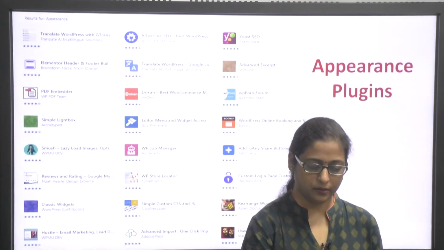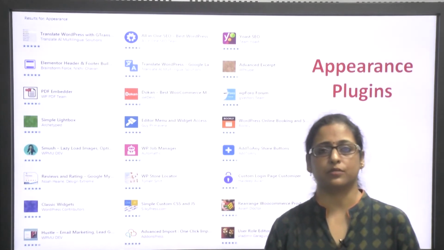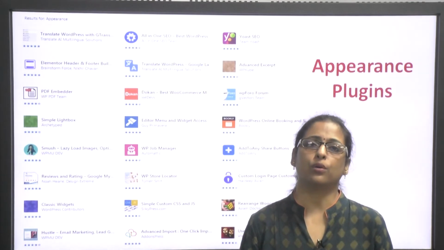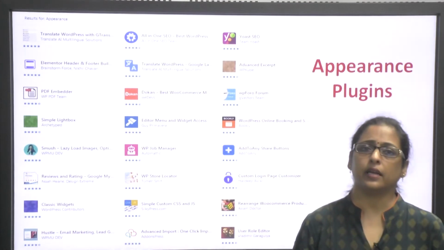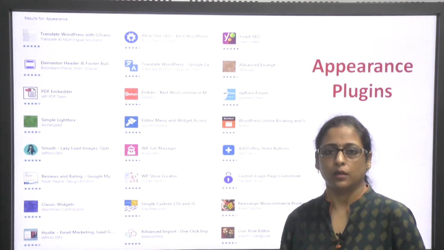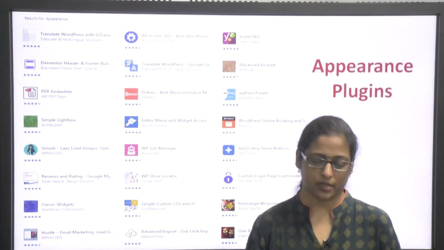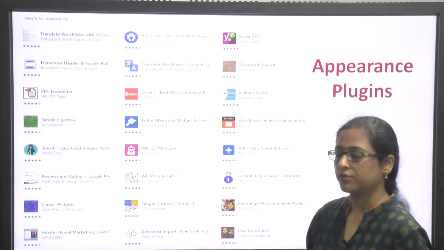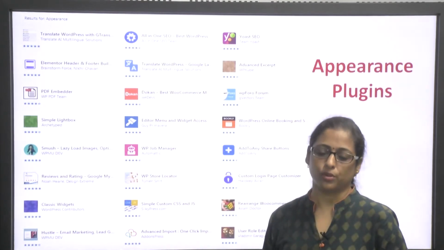Now, moving ahead, we have appearance plugins. Appearance plugins, as the name itself says, are the additional features which try to enhance the overall look, layout, design or appearance of the website. So, basically they are focused on increasing the beautification or the designing concept of the websites. Again, over here you can see, once you click on the appearance plugin on the home page of WordPress, you will get access to a lot of plugins from which you can choose.